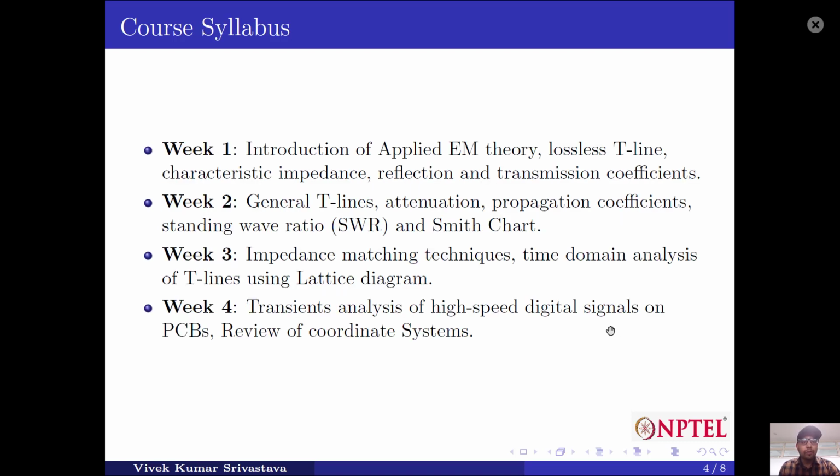Now moving ahead, course syllabus. So the syllabus covered in this course is as follows. In week 1, you will see the introduction of applied electromagnetic theory, lossless transmission line, characteristic impedance, reflection and transmission coefficient. In contrast, in week 2, you will see the general transmission line, attenuation, propagation constant, standing wave ratio and Smith chart. Whereas in week 3, you will see the impedance matching technique and time domain analysis of the transmission line using lattice diagram.